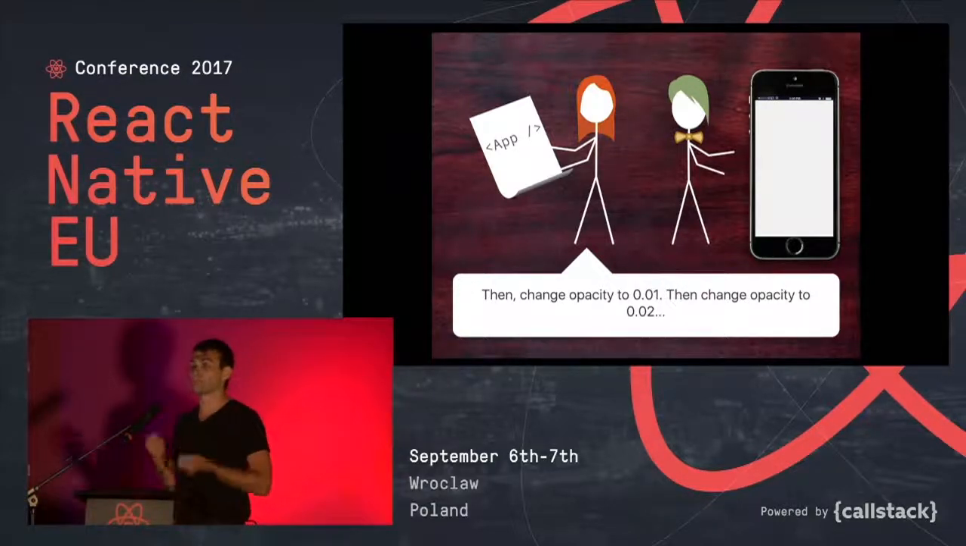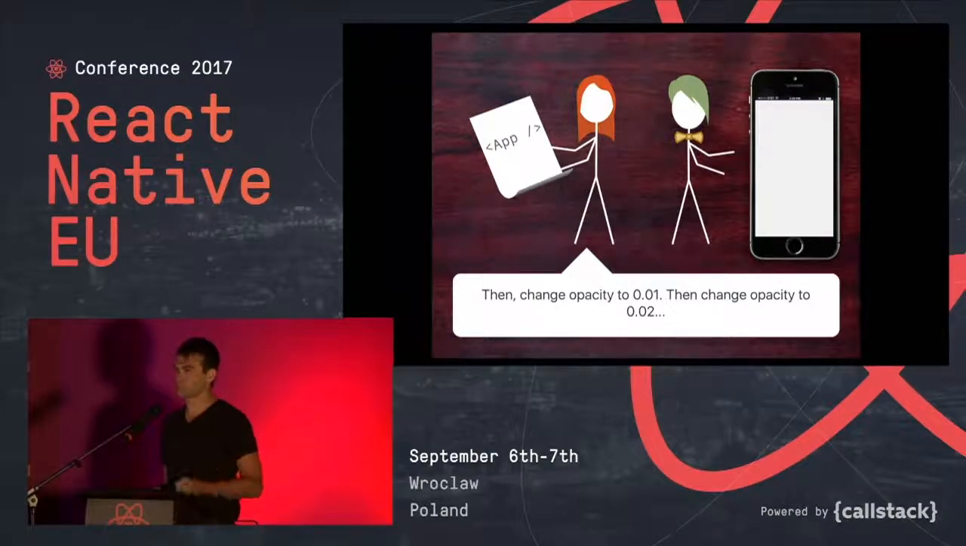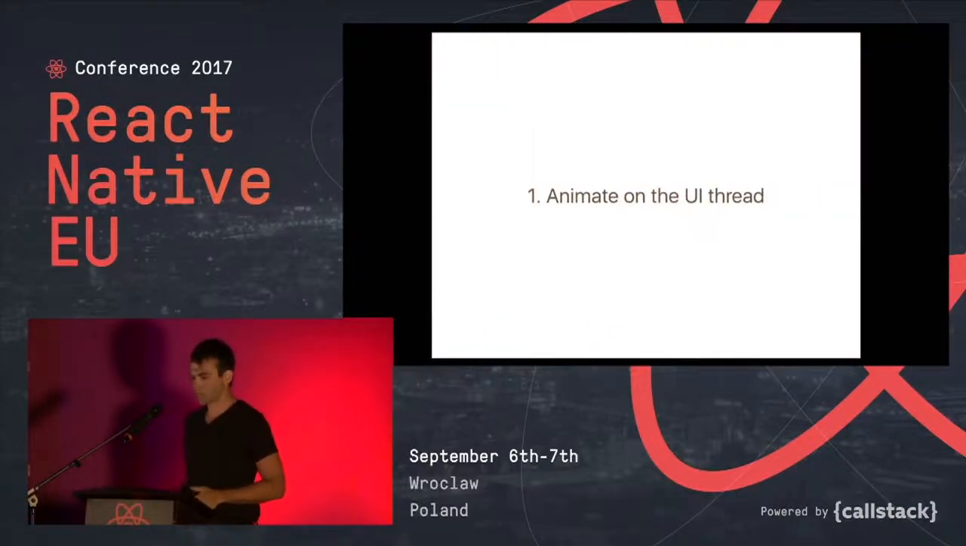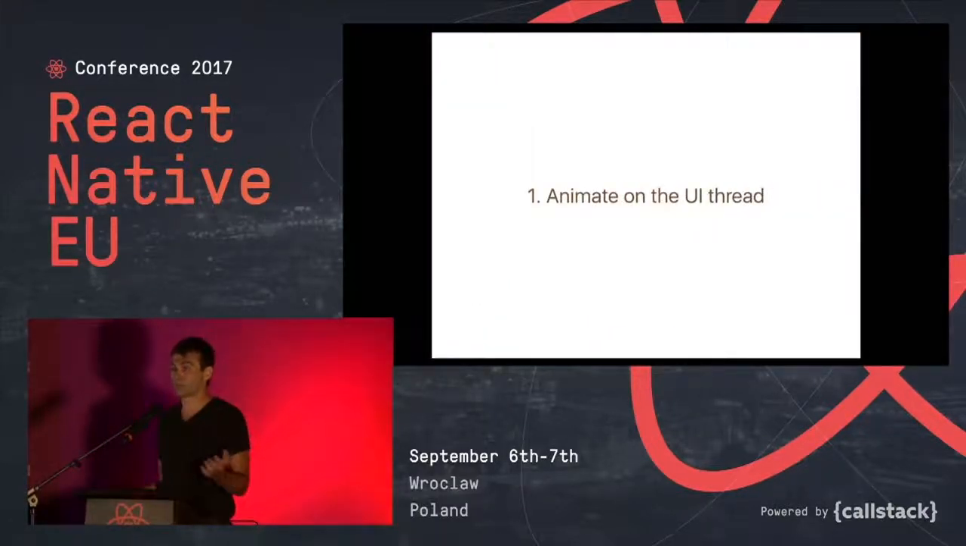And this also really pollutes the communication channels between the different threads. So this seems pretty problematic. And it leads me to the first hack, which is to basically just delegate this work to the native thread. So we're just going to animate on the UI thread. It should be pretty easy, right?